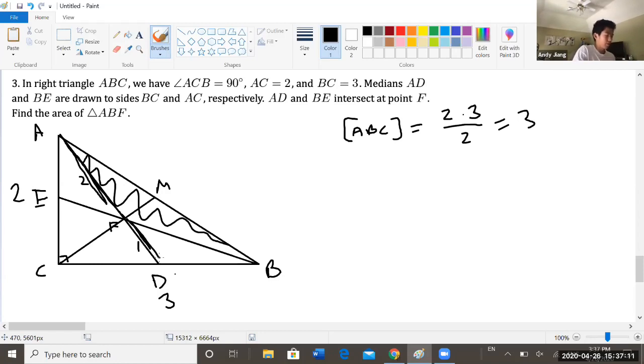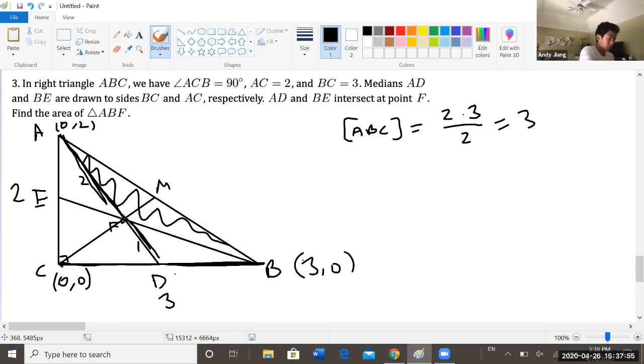So at this point, if I'm really stuck and I don't know how to do it anymore, I could let C be 0, 0. Let B be 3, 0. All right, I chose this to be the x-axis, and BC, that length is 3. And then I'll let A be 0, 2. And I'll try finding the coordinate of F, because once I find the coordinate of F, I can use the Shoelace theorem to find the area of AFB.